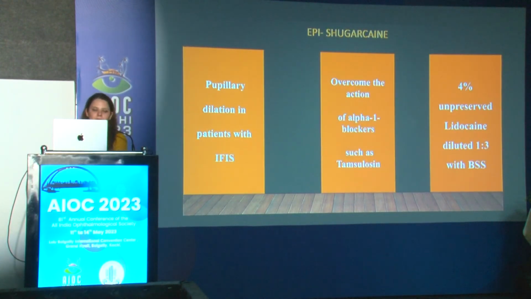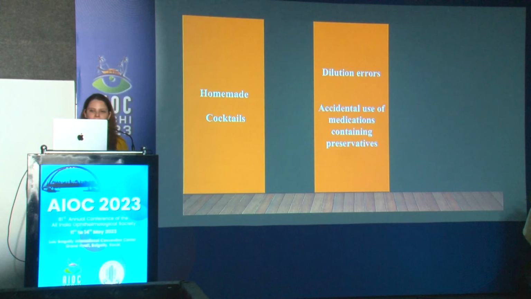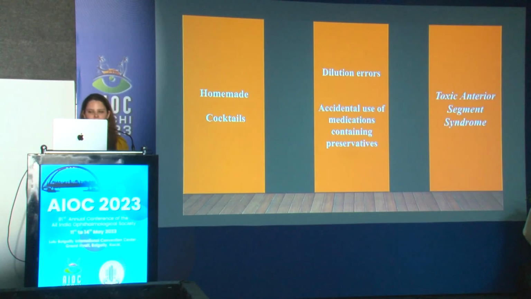Epi-Shugarcaine, that was launched by Dr. Shugar in 2006, is especially helpful in patients with IFIS. It overcomes the action of alpha-1 blockers such as tamsulosin. It consists of 4% lignocaine, which is then diluted with 1:3 BSS. But what is the disadvantage of any homemade cocktails? There can be dilution errors, and accidental use of medications containing preservatives, which can lead to toxic anterior segment syndrome.